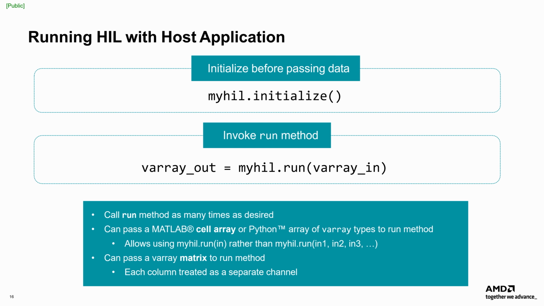Once everything is configured, the hardware-in-the-loop process can be executed from the host application. The HIL object is first initialized to prepare the connection and ensure the hardware is ready to receive data. After initialization, the host application can send input data to the hardware and trigger execution. As the design processes the input data, the resulting outputs are returned to the host system.